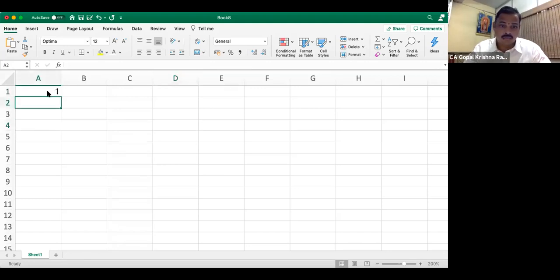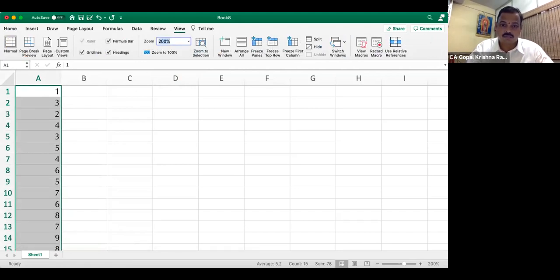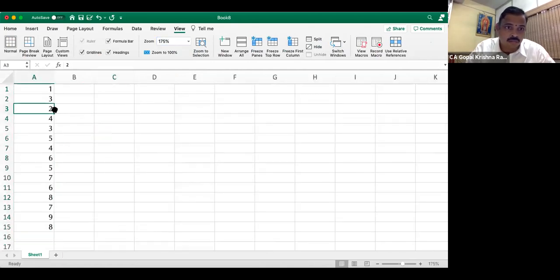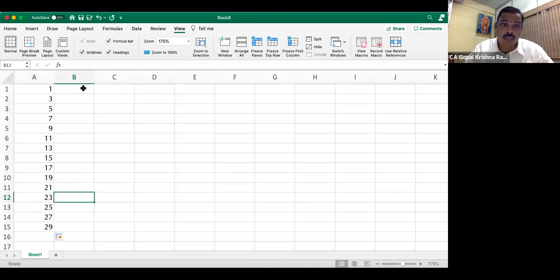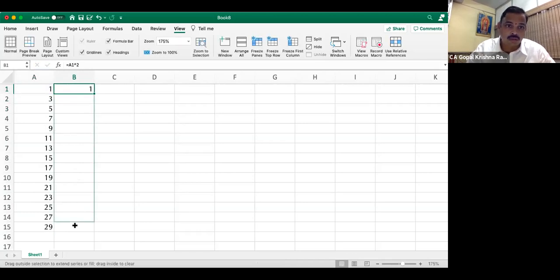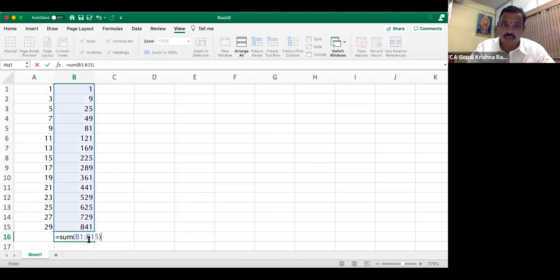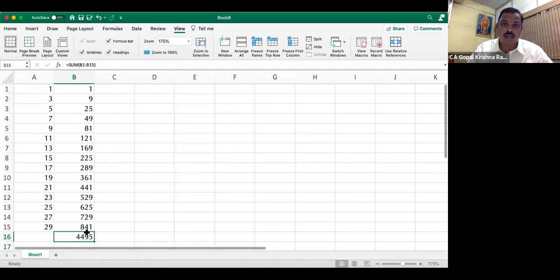So this is the first odd number. The second odd number is this plus 2. Please understand. Okay, so first 15 odd numbers. So this is your 15 odd numbers. Okay, so all of you are clear with this? So this is your 15 odd numbers. And the square of this. So what is your square of this? So this is your square. And what is the sum of this? You need the sum of this. So this is called algorithm. So 4495 is your answer.